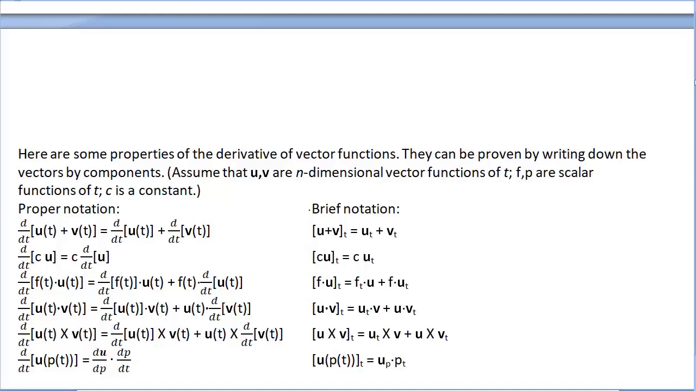Then we also have a similar rule for the cross product. Amazingly, you also wind up with a product rule when taking the cross product of 2 vector functions. And then finally, we also have a chain rule. If you have a vector function of some function p of t, you basically wind up with a chain rule. The derivative of u, where you're plugging in some function p of t, is just du dp times dp dt.